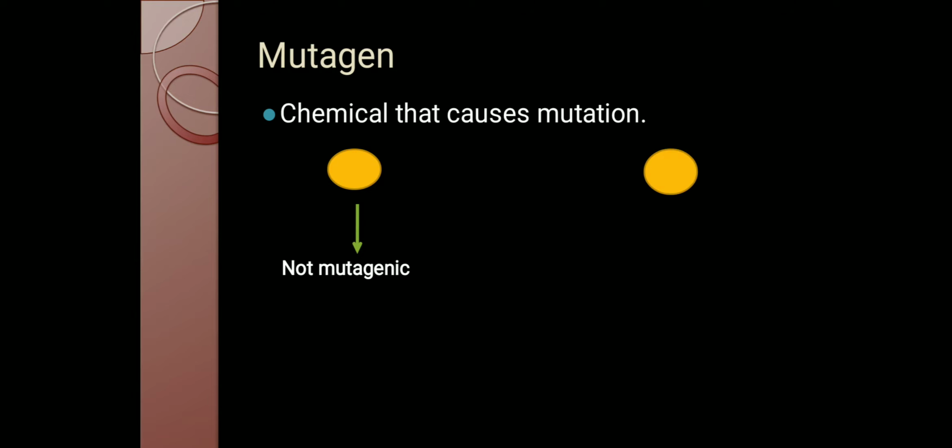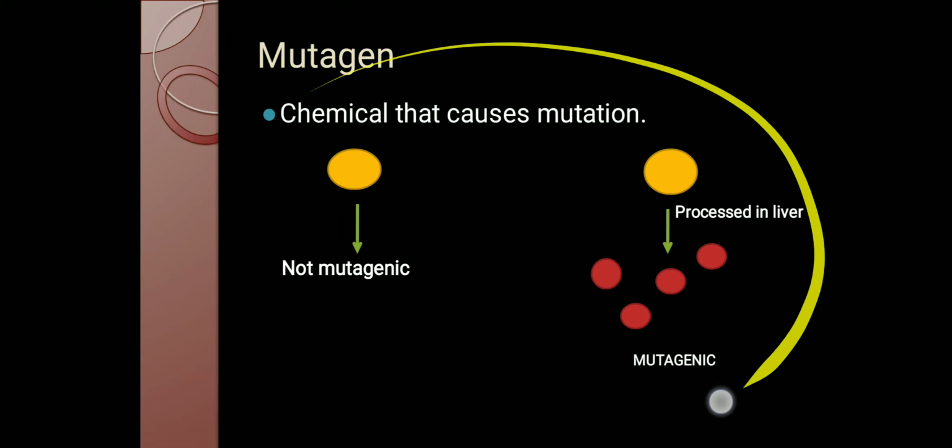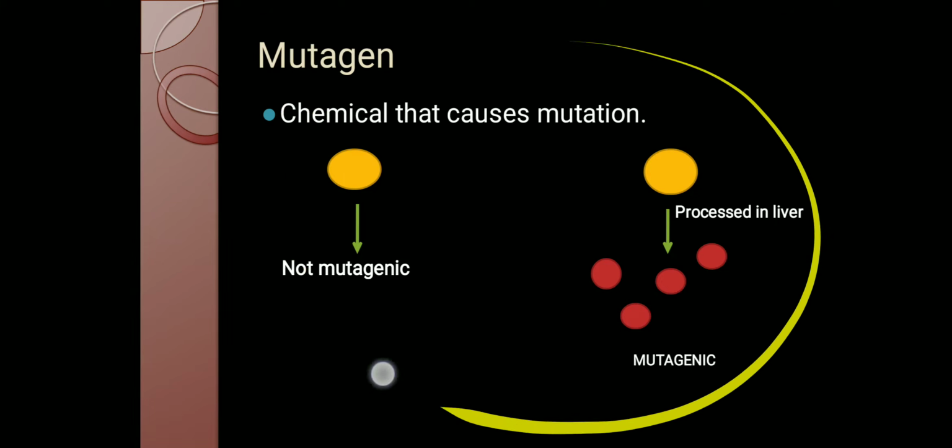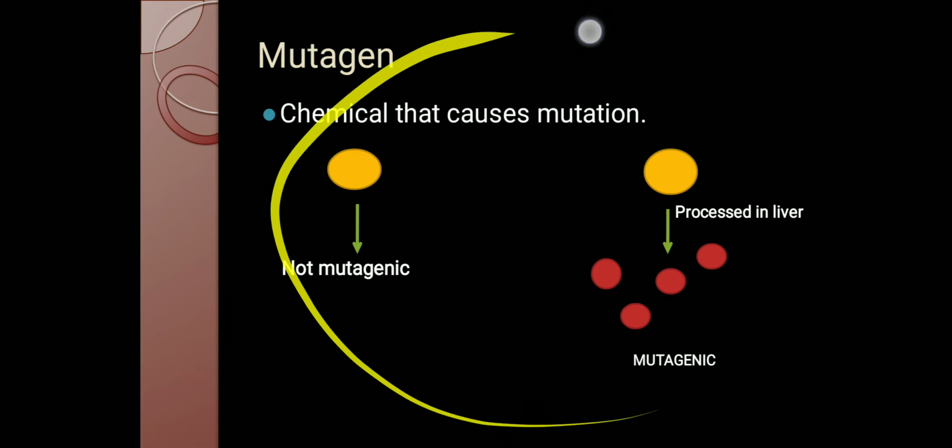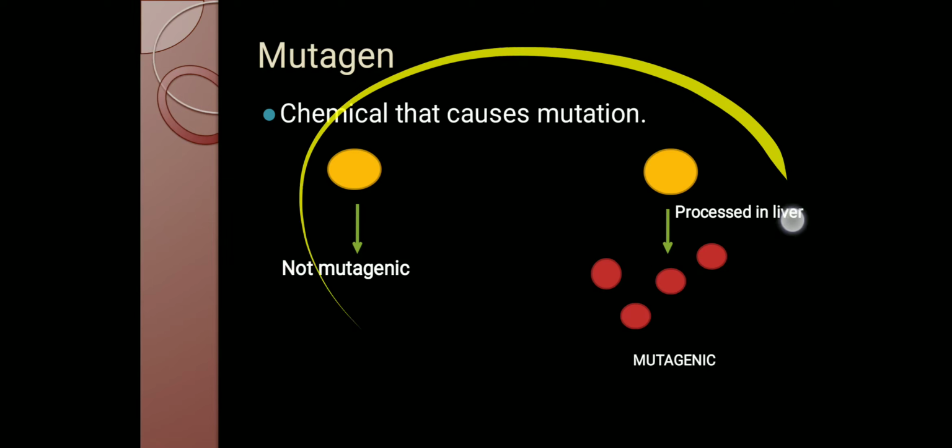But if we take the same chemical and we process it in the liver, then we check for its mutagenicity, then it is possible that the chemical compound might turn mutagenic once it is processed in the liver and then checked for its mutagenicity. So this you have to remember so that you will understand the Ames test better when we are seeing the procedure.